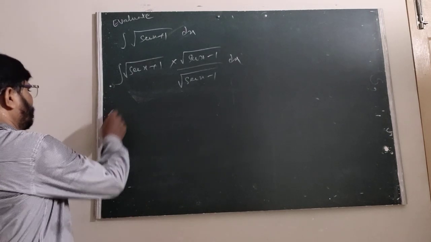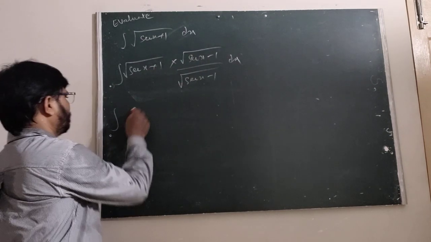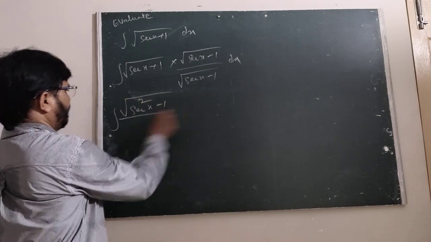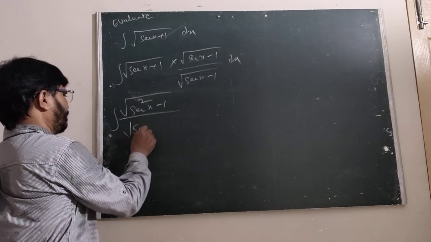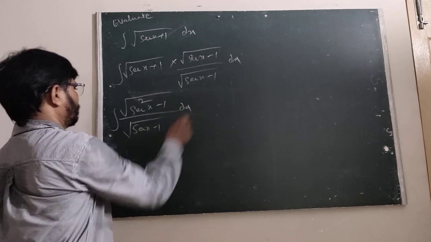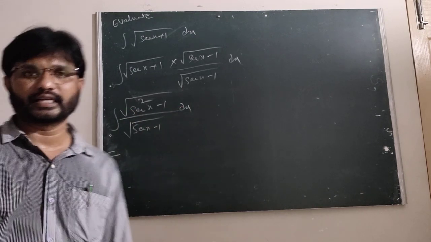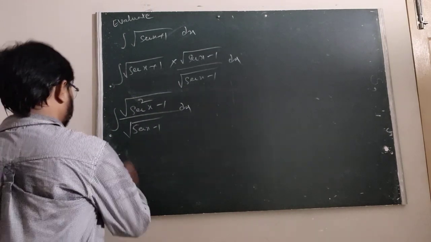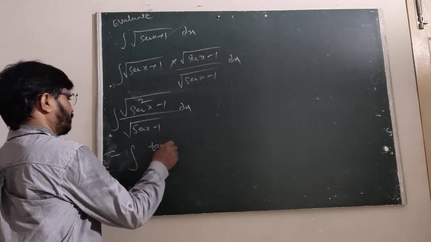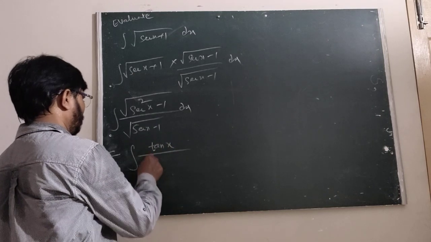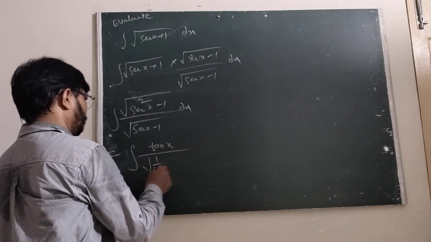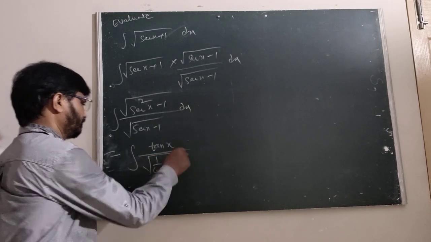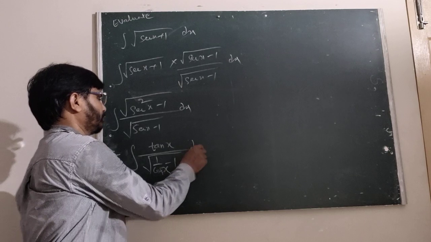Therefore, root a into root b is root of ab, so we get root of secant square x minus 1 by root of secant x minus 1 dx. This is the form of tan square x. Now we can write the integral of tan x whole by root of 1 by cos x minus 1 into dx.